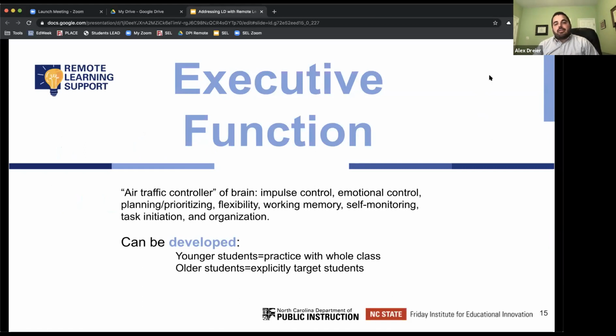We have an hour with you, and we can't focus on every single aspect of learning differences because we don't have enough time in the year to do that. So we're going to focus specifically on an area that many of you are familiar with, called executive function. It really is an umbrella term that encompasses a variety of different skills, such as impulse control, emotional control, planning and prioritizing, flexibility, working memory, self-monitoring, task initiation, organization, and many, many more. One way to think about that is that these are skills.